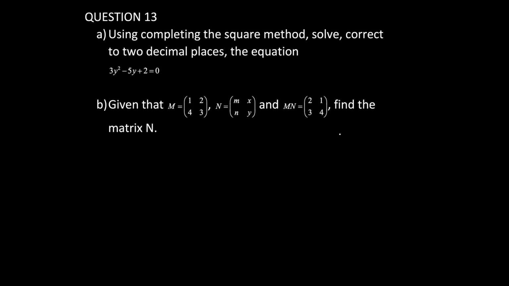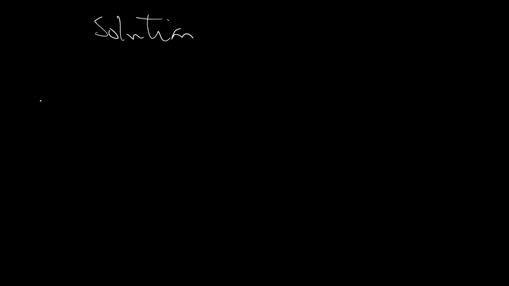So in this video, we'll be solving question 13 of the 2017 WASSCE Core Maths Theory questions. So let's begin with 13A. Using the completing the square method, solve correct to 2 decimal places the equation 3y squared minus 5y plus 2 is equal to 0. Now, I've been given this expression, 3y squared minus 5y plus 2 is equal to 0.